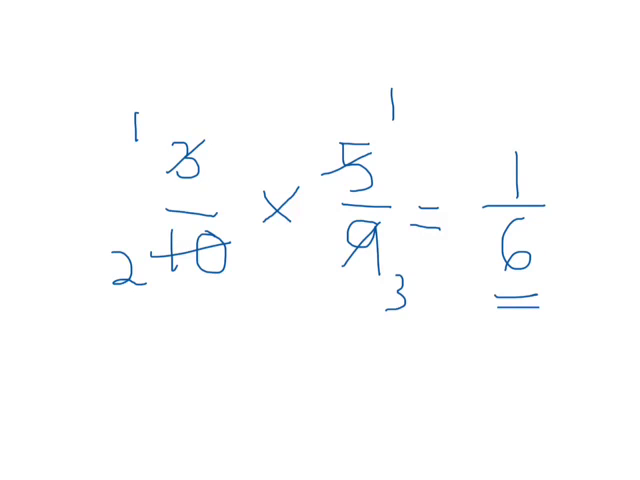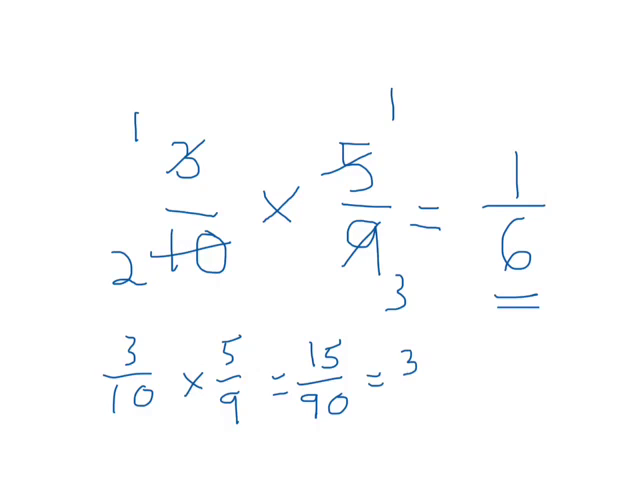And if you chose not to cross-cancel first, 3/10 times 5/9 would have given you 15/90ths. And then you have to simplify it in stages. They can both be divided by 5. 15 divided by 5 is 3. 90 divided by 5 is 18. Then I can see they can both be divided by 3. 3 goes into 3 once. 3 goes into 18 6 times. So you get the same answer. But by cross-cancelling first, it made your multiplying easier instead of all these steps.